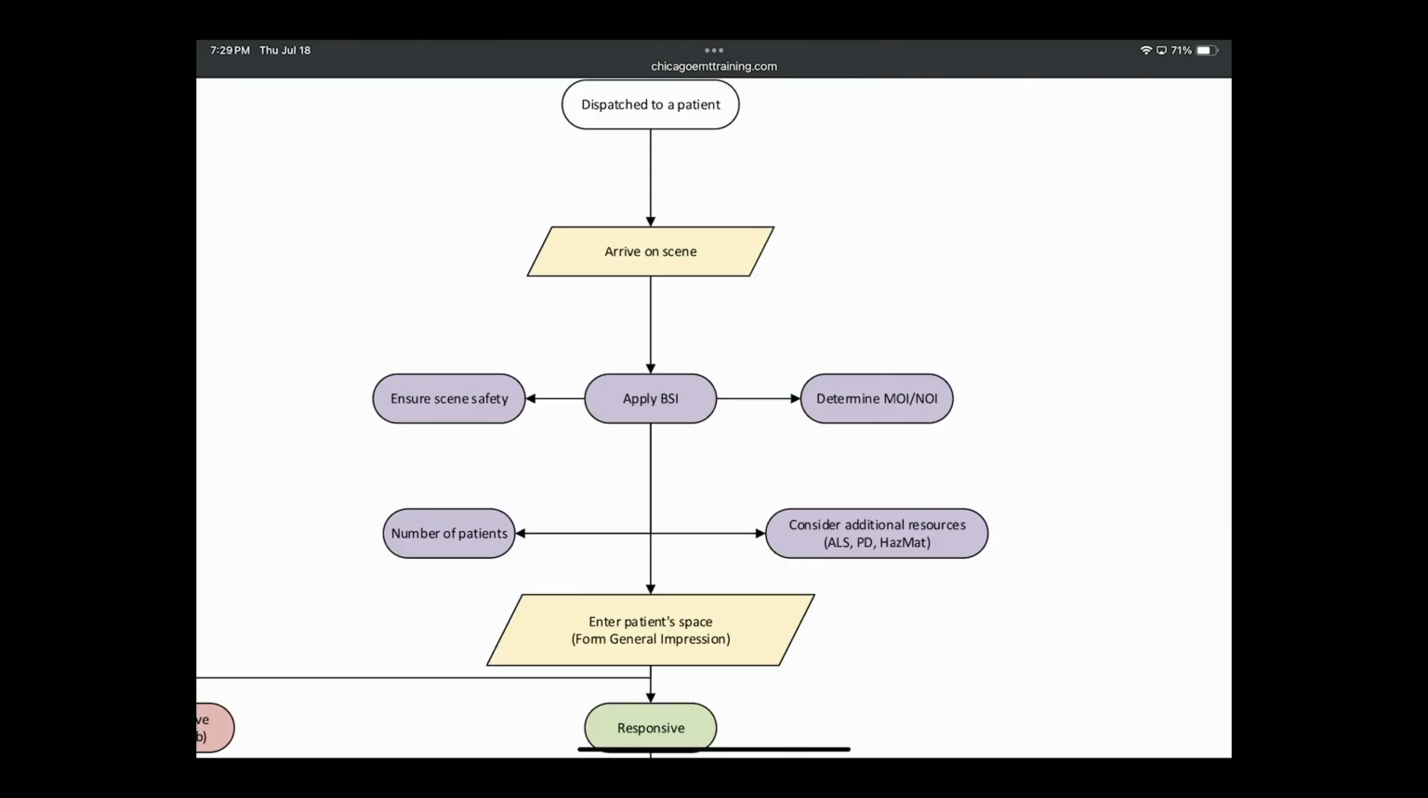And from your ambulance, how many patients do you see? And based on all these things, is there a fire? Is there an active assault situation? Do we need to escalate to ALS? This is a good opportunity to consider additional resources.